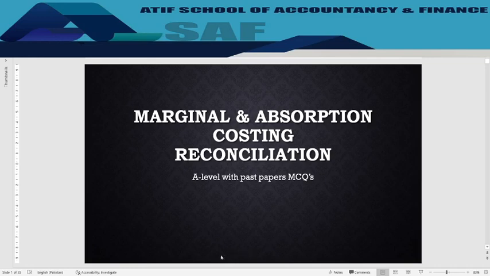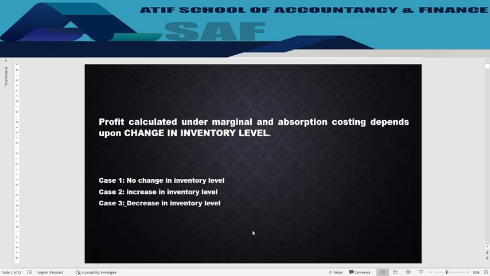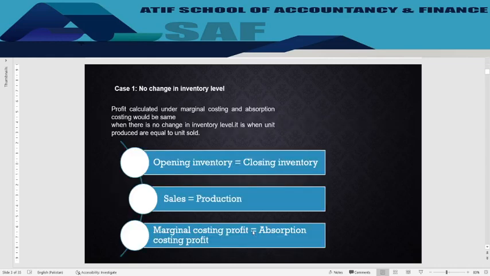Profit calculated under marginal and absorption costing depends upon change in inventory level. So there are three cases: no change in inventory level, increase in inventory level and decrease in inventory level. First case, no change in inventory level. If the opening inventory is equal to closing inventory, or if the sales is equal to production, it means that there is no change in inventory level. So the profit calculated under marginal costing and absorption costing would be the same.